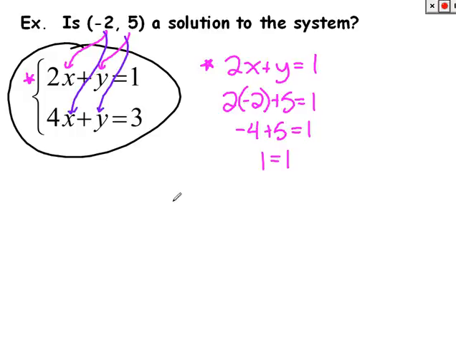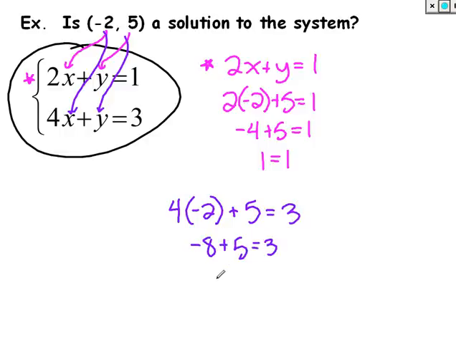So now I have 4 times if x is -2 and y is 5, does that make the equation true? So for the second equation, I get something like -3 equals 3. Well, this absolutely is not true. So is -2,5 a solution to the system? No. That point does not make both equations true.